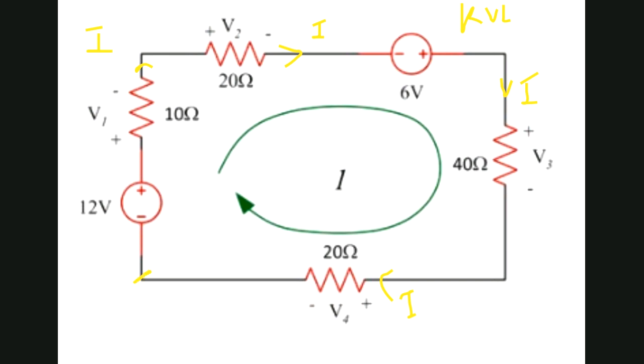Can you see this? We go clockwise, in the direction of the current. So according to the law, negative means negative, positive means positive. So what will we write? See the equation.